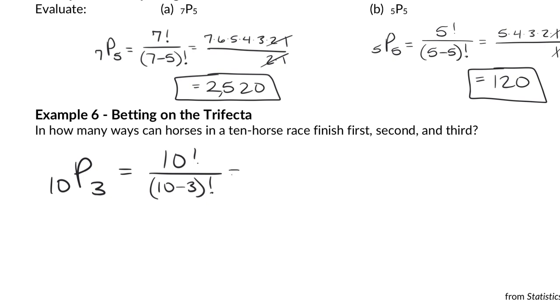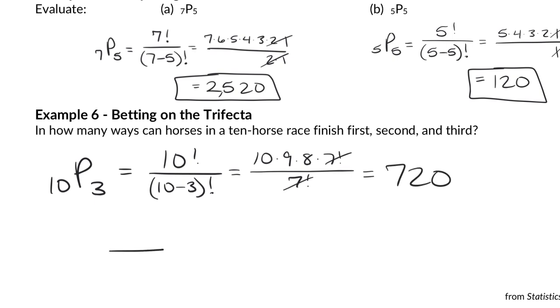And I'm going to write this a particular way on purpose. This is going to be 10 times 9 times 8 times 7 factorial over 7 factorial. 10 minus 3 is 7. The 7 times 6 times 5 times 4 times 3 times 2 times 1 would all cancel because we have 7 factorial on top and bottom. 10 times 9 times 8 in my calculator would be 720. This is what we would have gotten if I had said choose the first horse, the second horse, and the third horse. You would have told me we have 10 choices, then 9 choices, then 8 choices, and you would have gotten 720.